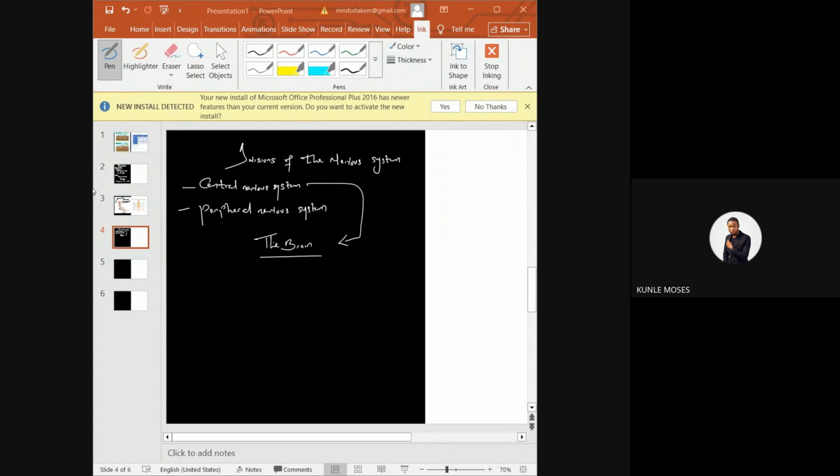In mammals, this is JAMB 1985 again. Stimulus is transferred from the receptor muscles to the central nervous system through the dash. Let me come again. In mammals, stimulus is transferred from the receptor muscles to the central nervous system through the dash. A, motor neurons. B, effector muscles. C, dendrites. D, sensory neurons. E, synapses.